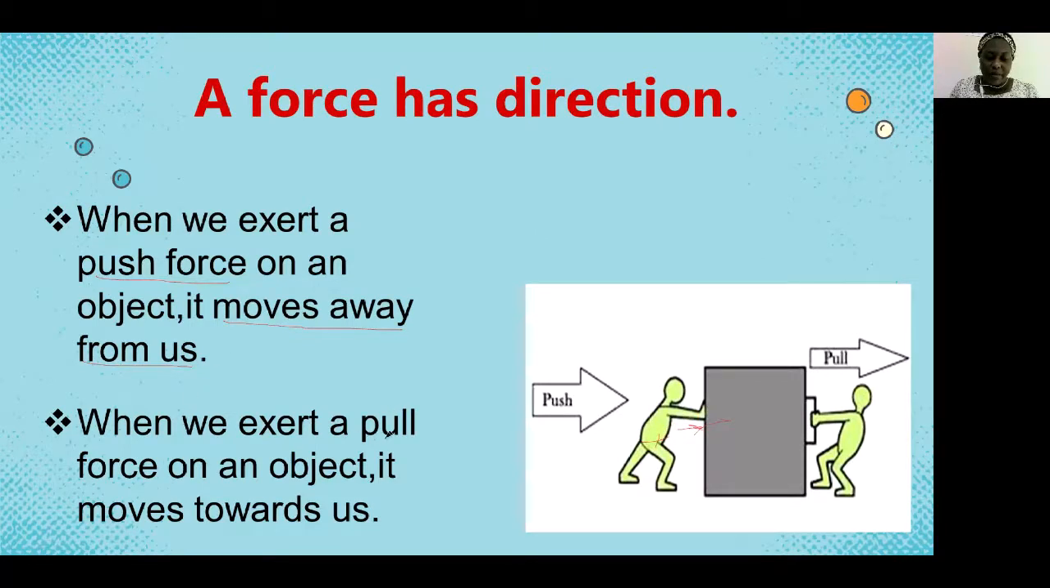And when we exert a pull force on an object, it moves towards you. Now you see this one is a pull, this object here will move towards that person because he is pulling it. This one will move away because he is pushing it. So when you push, your friend will move away from you. And when you pull, your friend will move closer to you or towards you. Very good. So up to there, students, I hope you have understood the meaning of the words pull and push. Okay, that is very good.